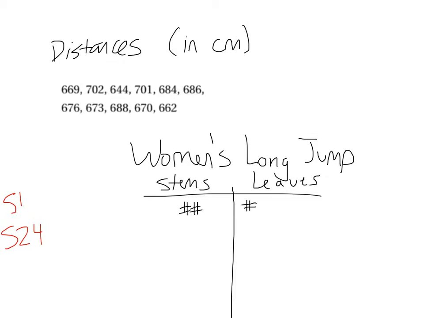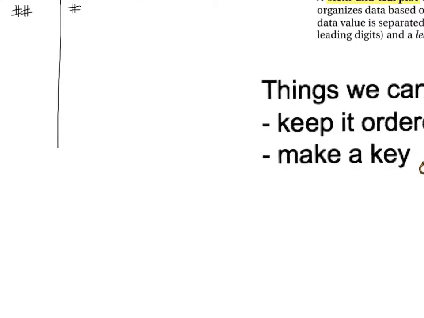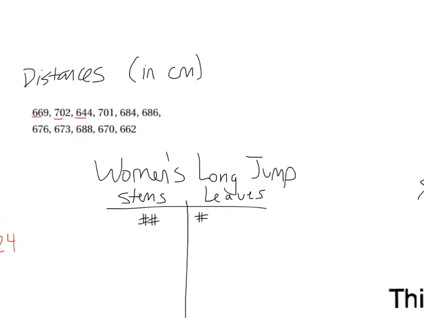So, for example, this first number of 669, the 66 is going to be a stem, okay? The 70 is going to be a stem, but the 2 will be a leaf. The 64 there will be a stem, but the 4 will be a leaf, and so on and so forth, okay? So first what I'm going to do, before I even put them in my table, is, again, we need to keep them ordered, right? So I'm actually going to write these out in order.